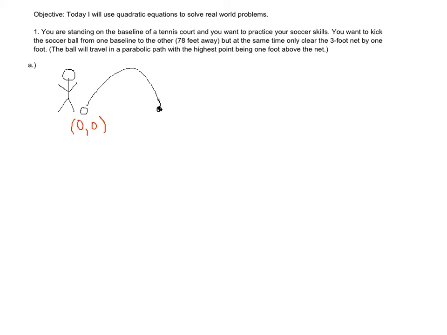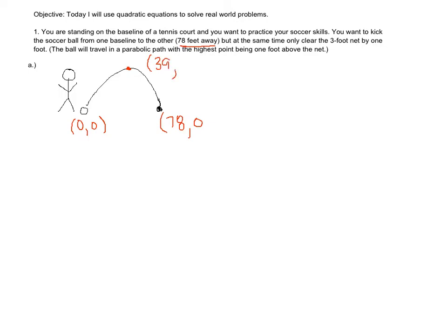Now, if he is going to kick the ball 78 feet away, then this point over here where the soccer ball lands is going to be represented by the point 78, 0. Now, somewhere in the middle here is where the vertex of the parabola is. Now, it's got to be halfway between 0 and 78. So let's cut 78 in half, which would be 39.